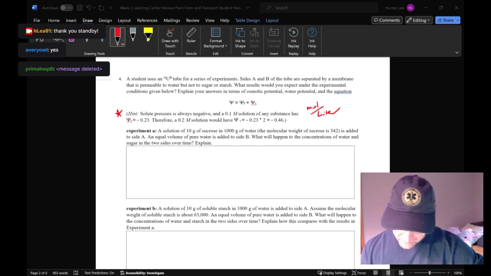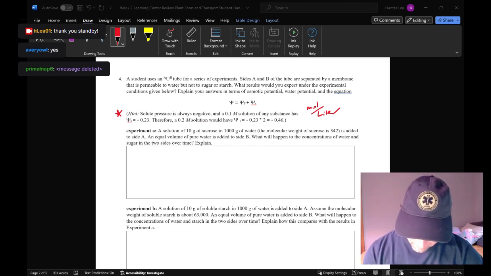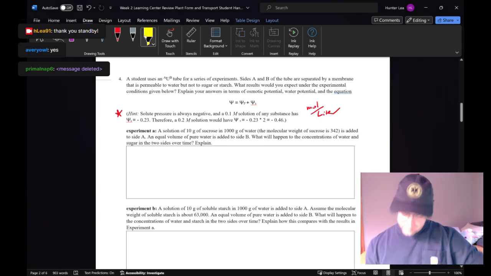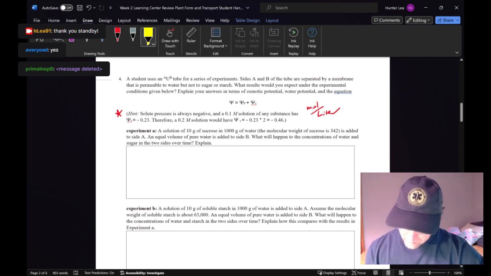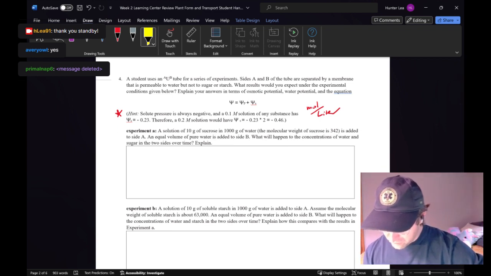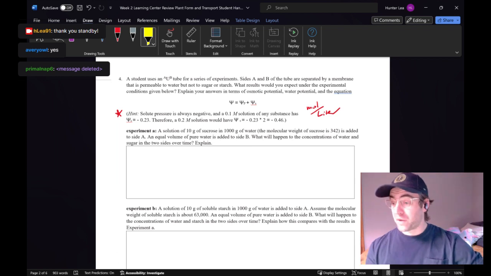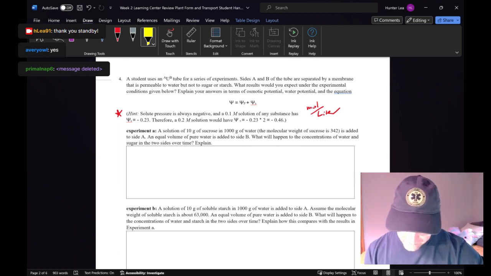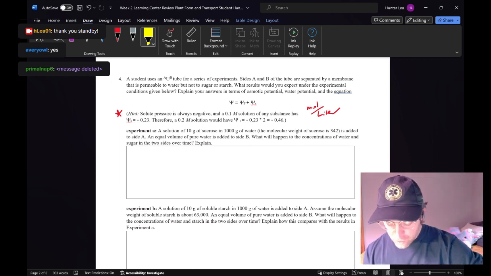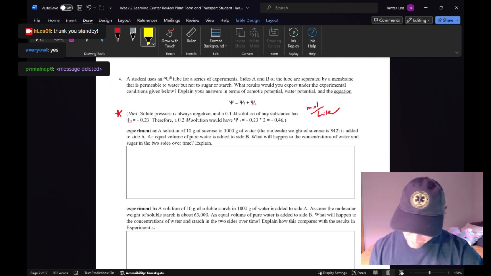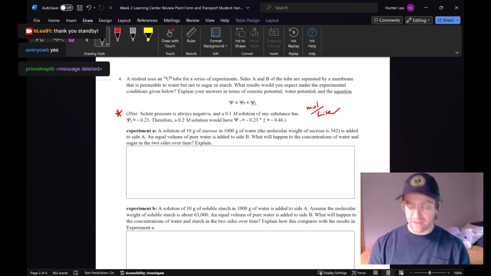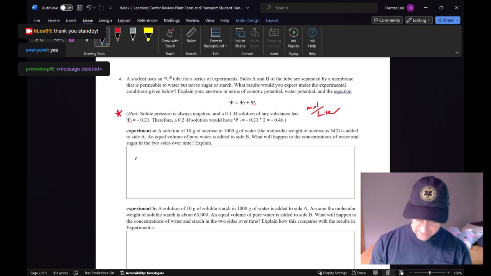Experiment A: a solution of 10 grams of sucrose in 1,000 grams of water, and the molecular weight of sucrose is 342 grams per mole, is added to side A, and an equal volume of pure water is added to side B. What will happen to the concentrations of water and sugar on the two sides over time? And explain. If you need help visualizing this, let's go ahead and draw our U-tube.